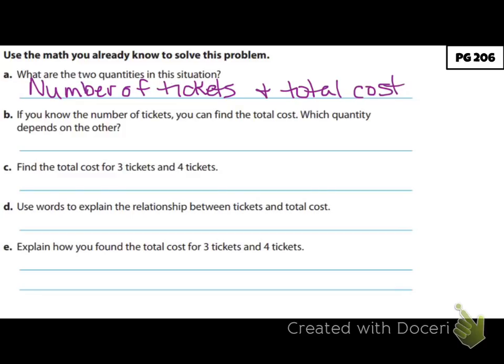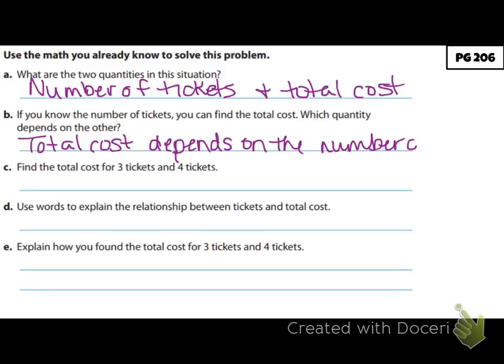B, if you know the number of tickets, you can find the total cost. Which quantity depends on the other? Well, if we're looking at this, the total cost depends on the number of tickets, because we don't know the cost unless we know the number of tickets.